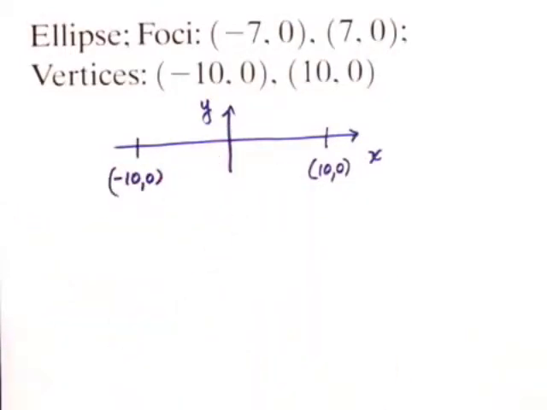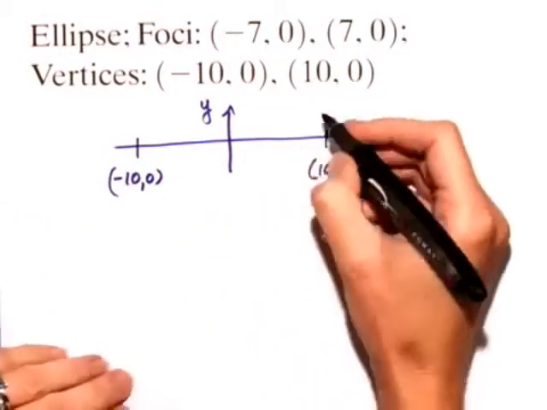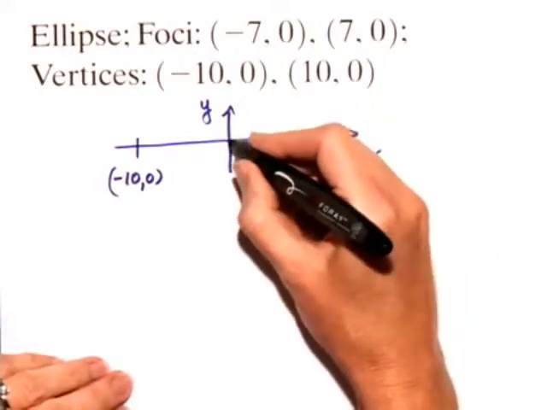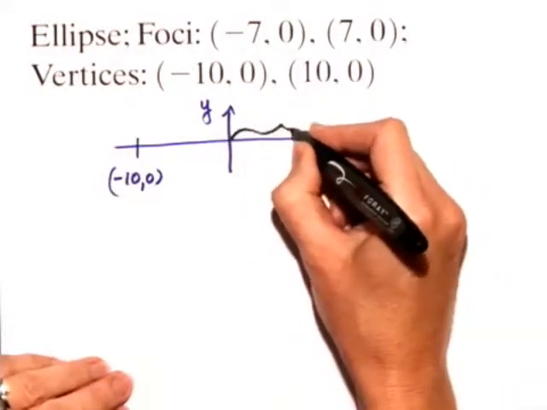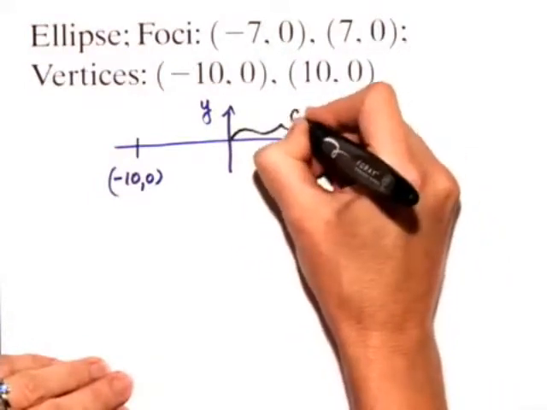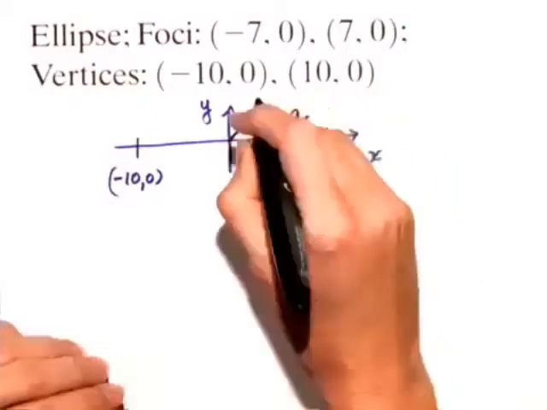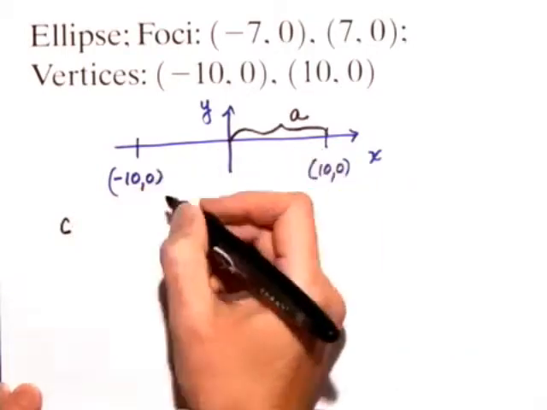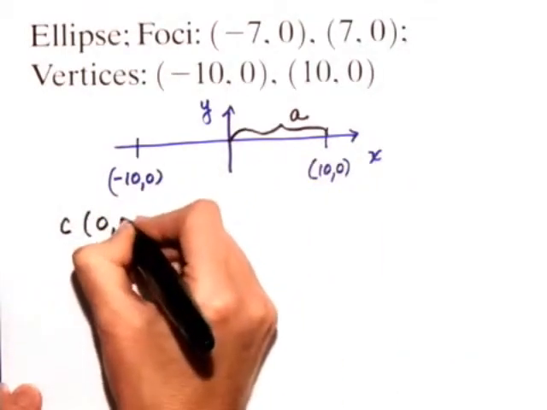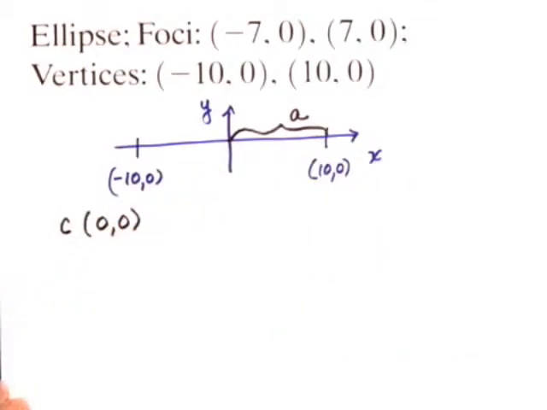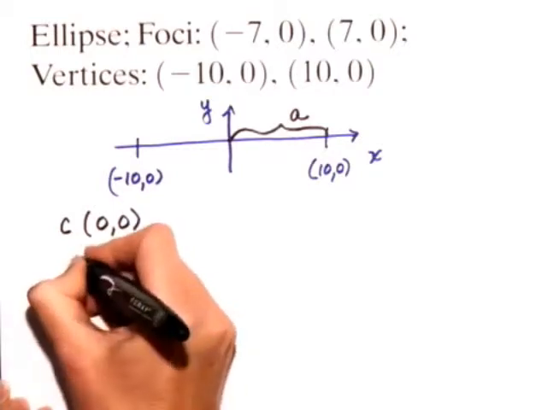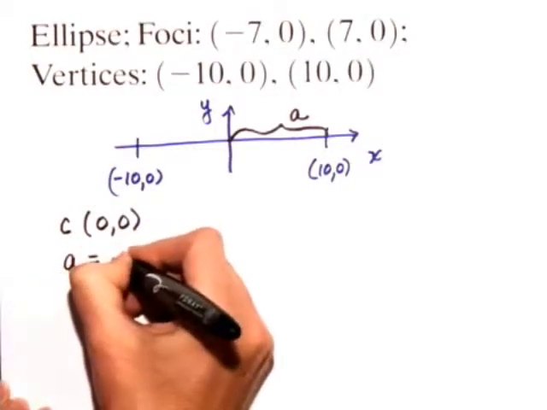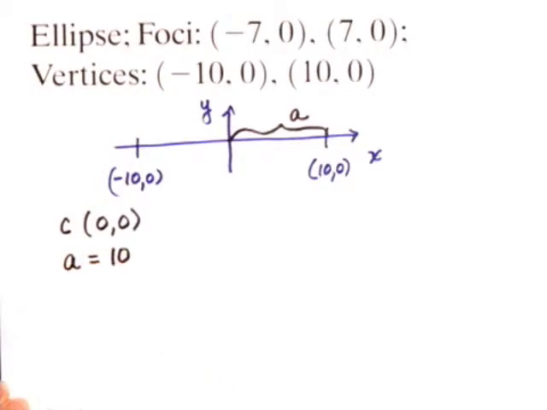So remember, whenever you have a vertex, you know that it is exactly a units from the center. So we can see that our center is halfway in between each vertex, or the center will be at (0, 0). And we can also see that a, in this case, is equal to 10.